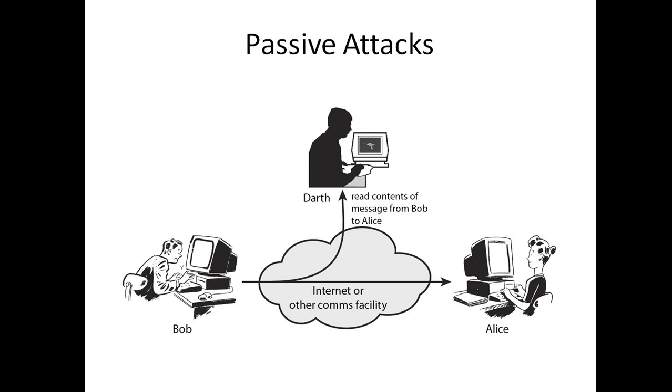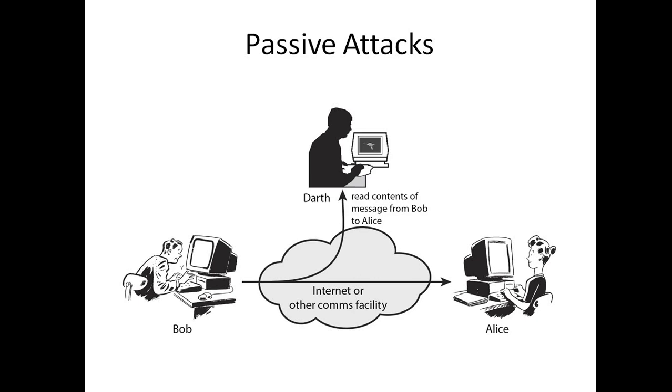First is passive attack, as I said earlier. Bob and Alice are the two authentic users here. Bob wants to share some information with Alice. At the same time, Darth is a person who can be called an intruder, attacker or hacker. He just sits in the middle of the conversation and listens to all the conversation transmitted from Bob to Alice. He is listening to all the messages transmitted between Bob and Alice. This is the best example of passive attack.